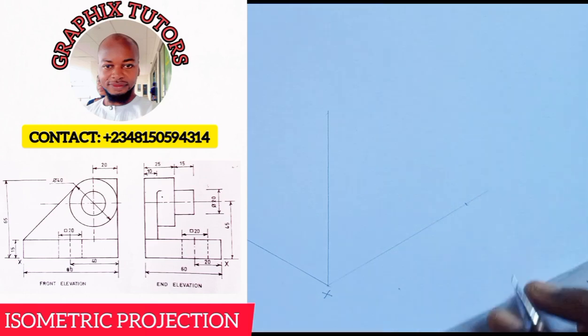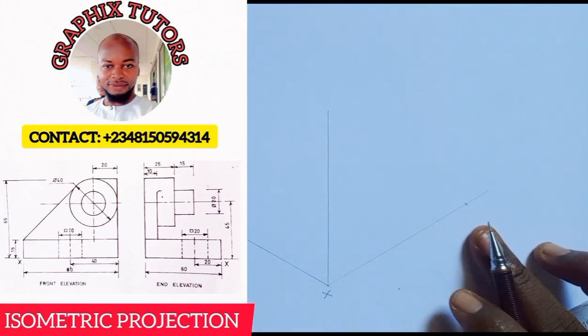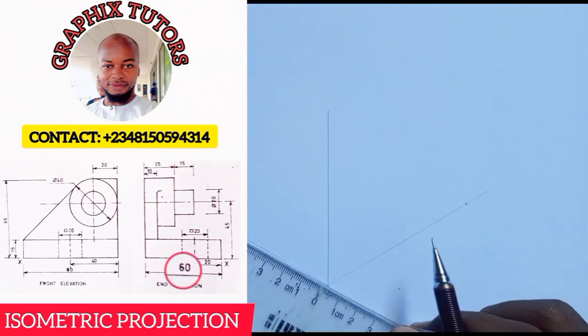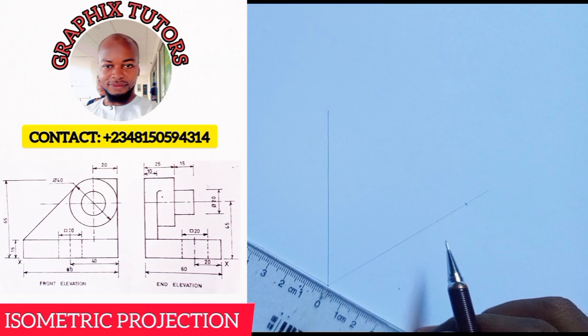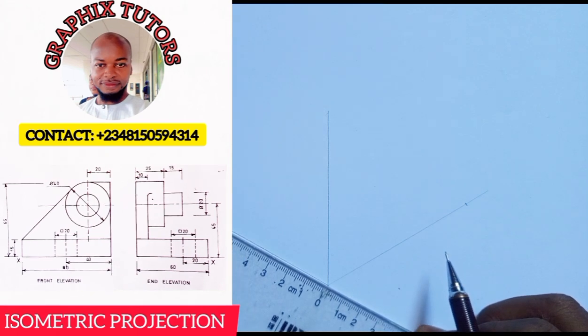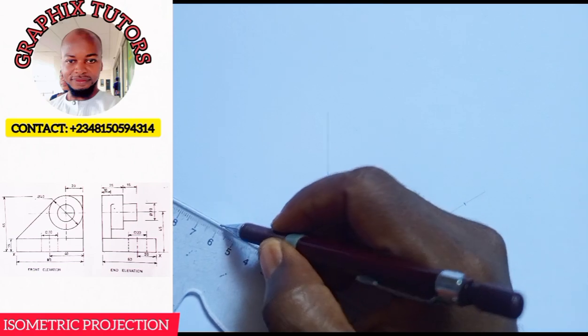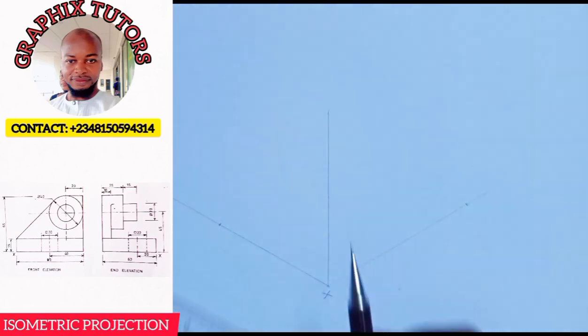Then if here is 80, automatically the other side here will be the end elevation, which is 60. So I'm going to measure 60 at this point here, from 0 to 6 is 60. Can you see that? And the entire height will be from this point X here up to the center of the circle, which is 45.